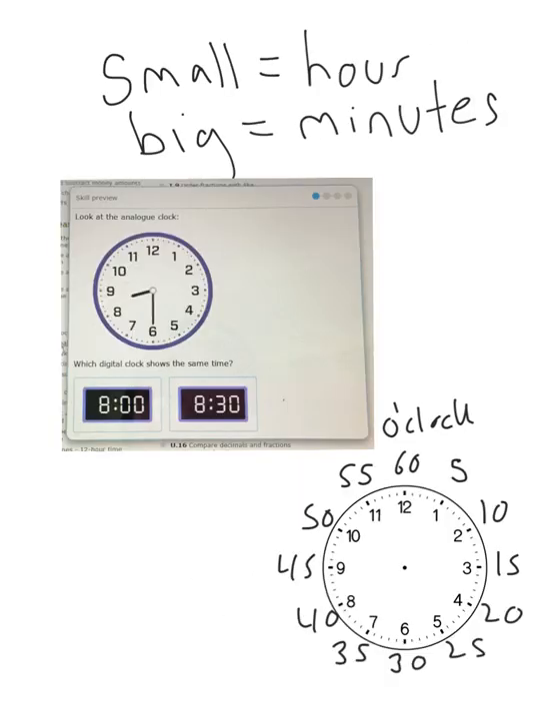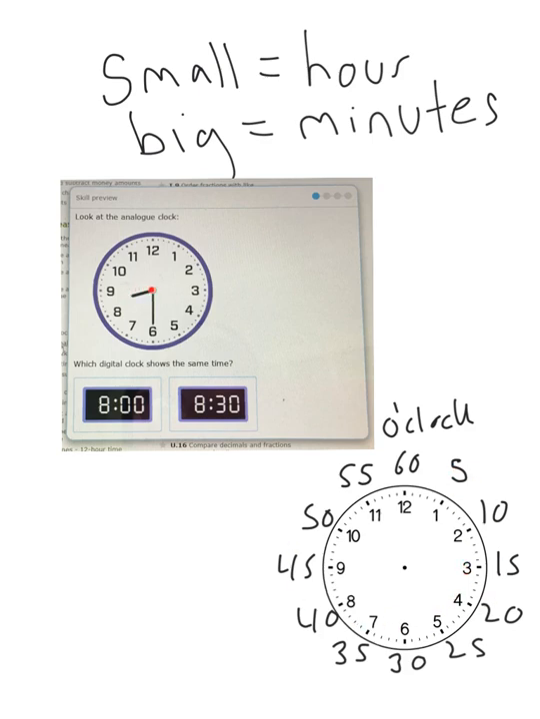Here's a first example from the IXL practice activity. It asks us to look at the analog clock. This is an analog clock. And then asks which digital clock, I'm sure you've heard that expression before, shows the same time. So remembering the small hand means the hour, the big hand means the minutes. We know they're multiples of 5, but I've also written it down here.